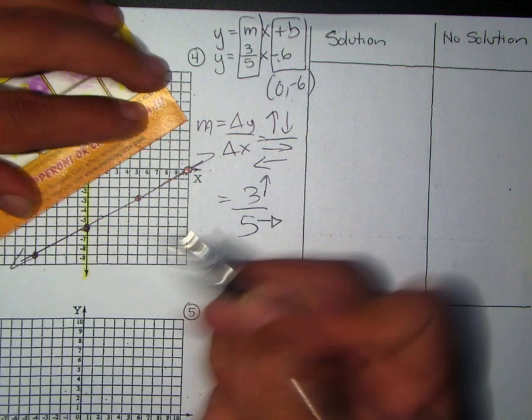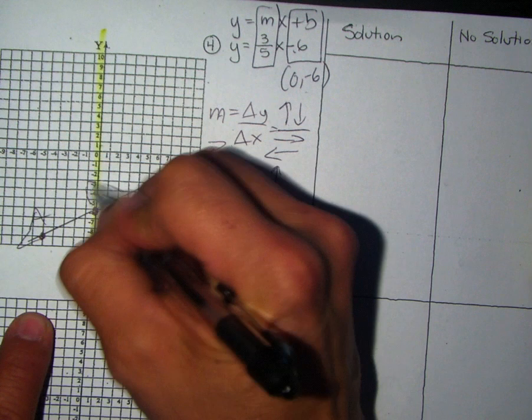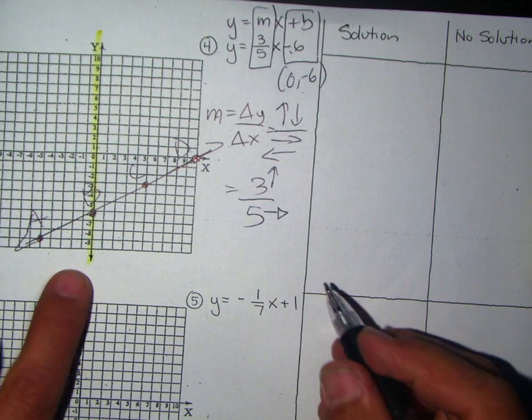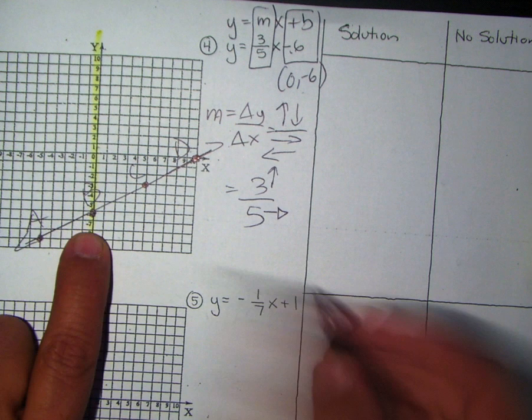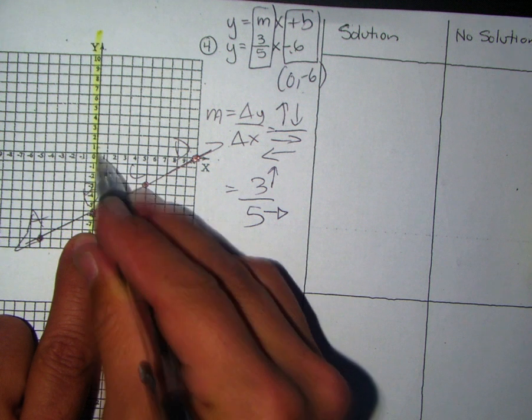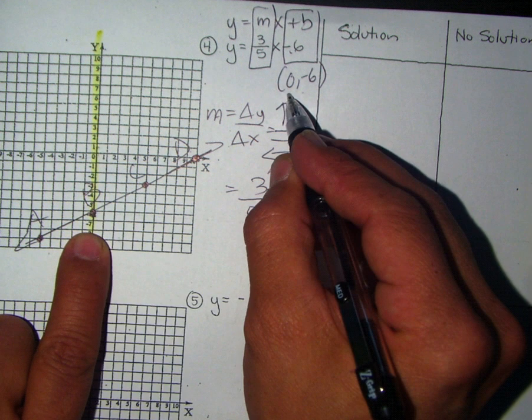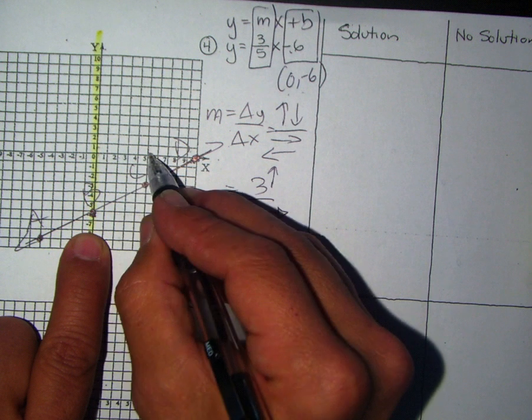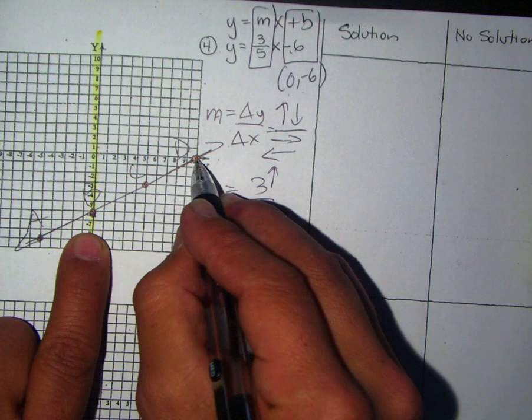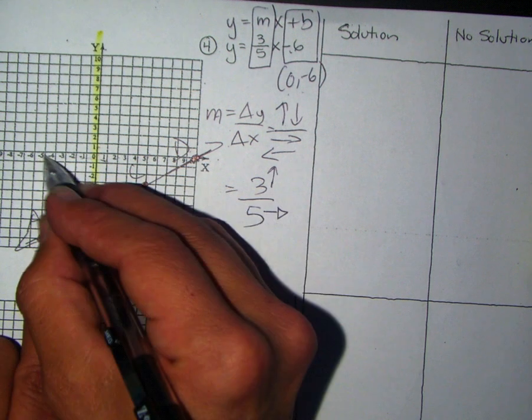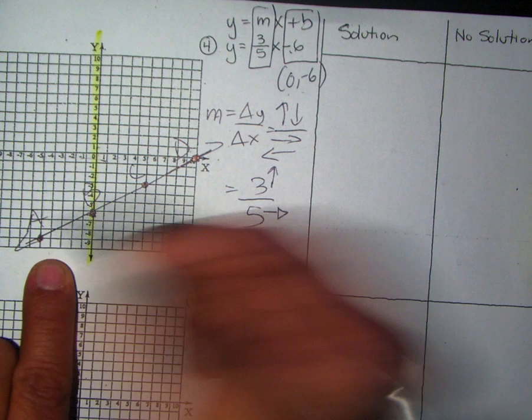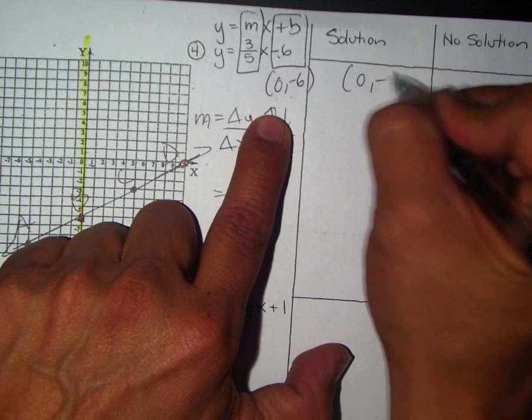There you go. So now let's pick a point. A, B, C, D. Which point do you want to pick? B? All right, you can pick this one, 0 comma negative 6, which we got right here, or 5 comma negative 3, or 10 comma 0, or negative 5 comma negative 9. So I'll pick 0 comma negative 6.